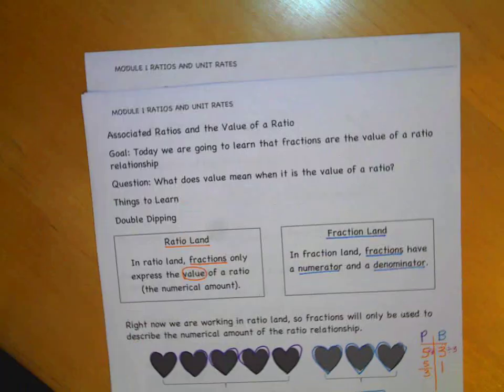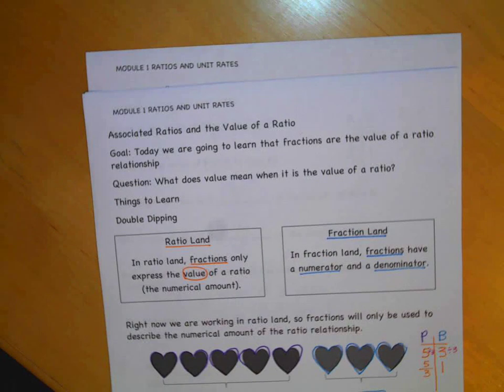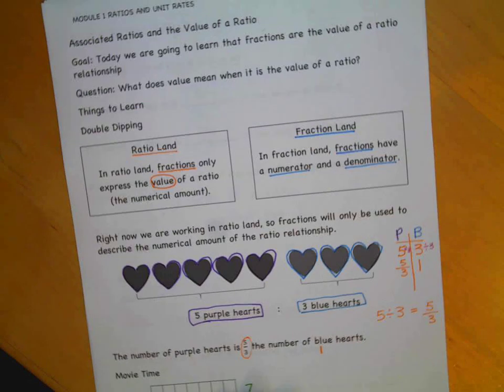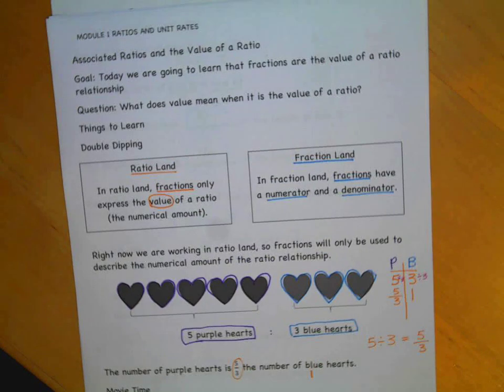All right, kiddos, let's very quickly go back to our goal. Today we are going to learn that fractions are the value of a ratio relationship. We did that, so you're thinking per 1. Remember this. This will help you. Okay? What does the value mean when it is the value of the ratio? It means that it is the numerical amount of the comparison.